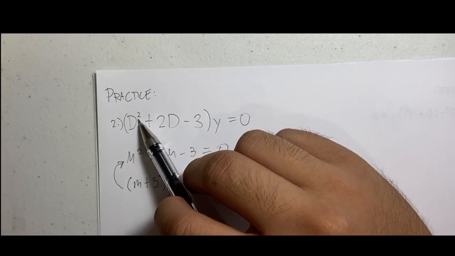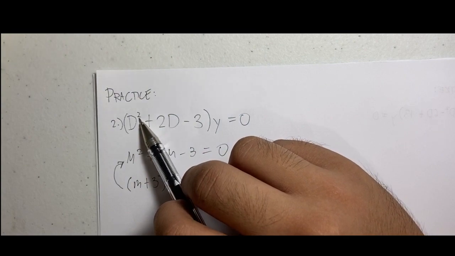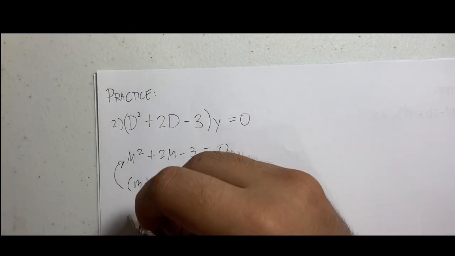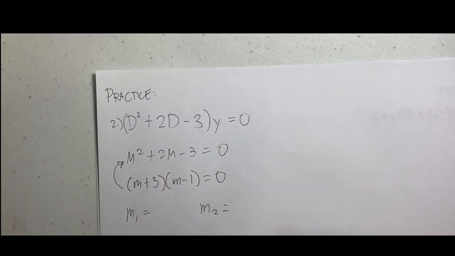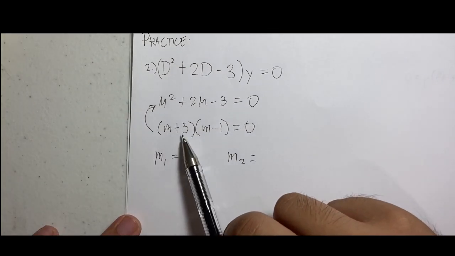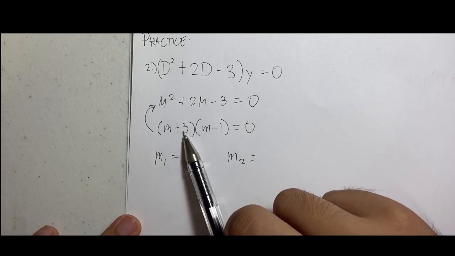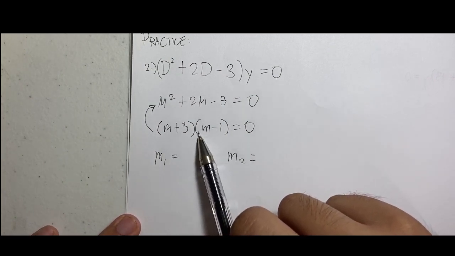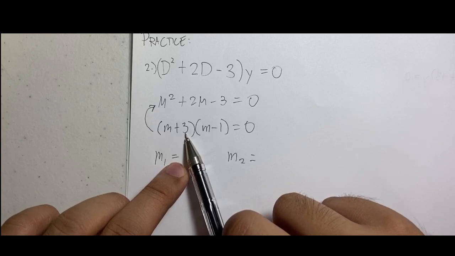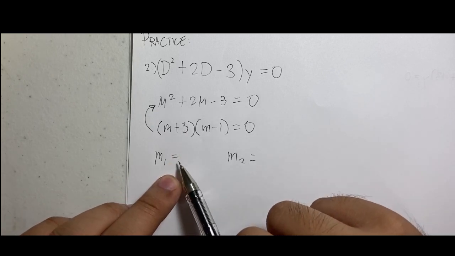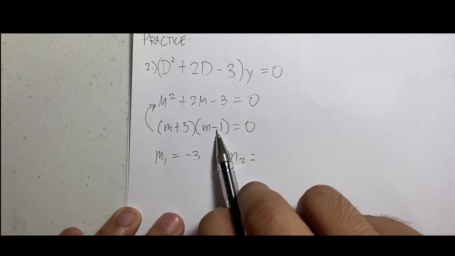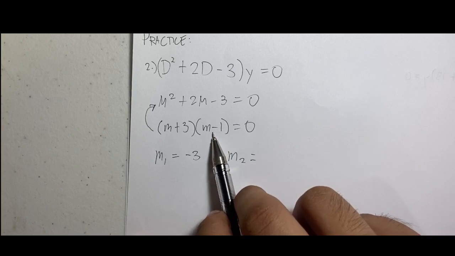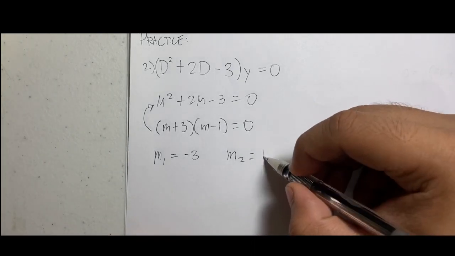Since this is a second degree problem, we have two roots, m1 and m2. So we get our roots from this equation. Since we have m plus 3, our root number 1 will be negative 3. Then since it is m minus 1, our root is positive 1.